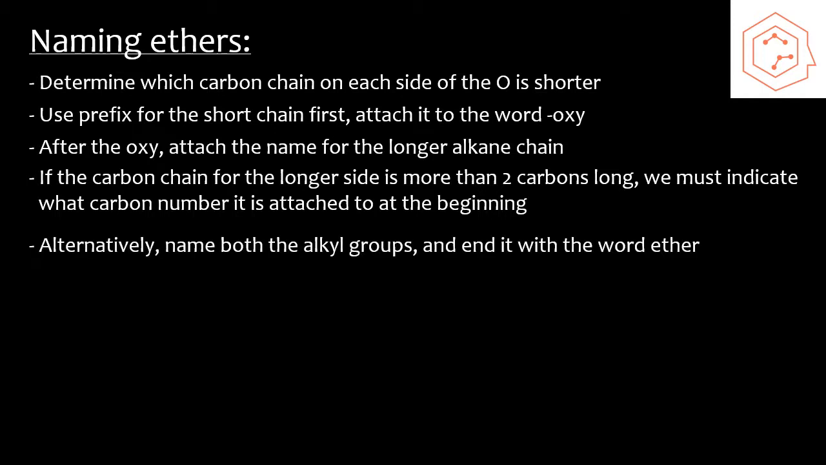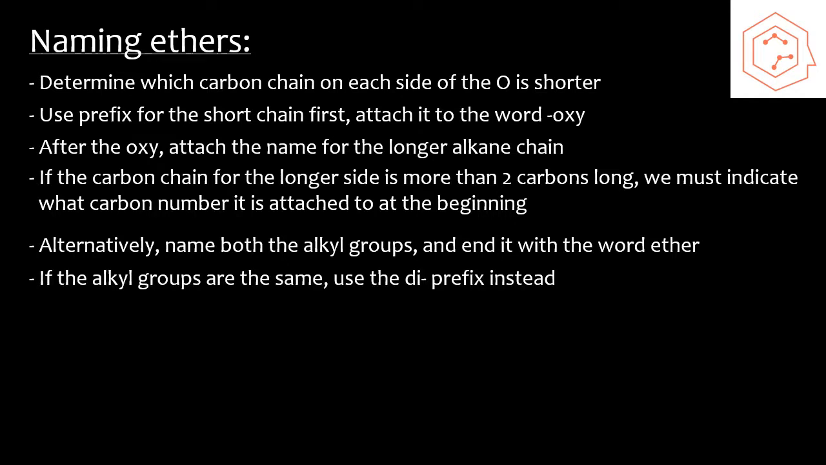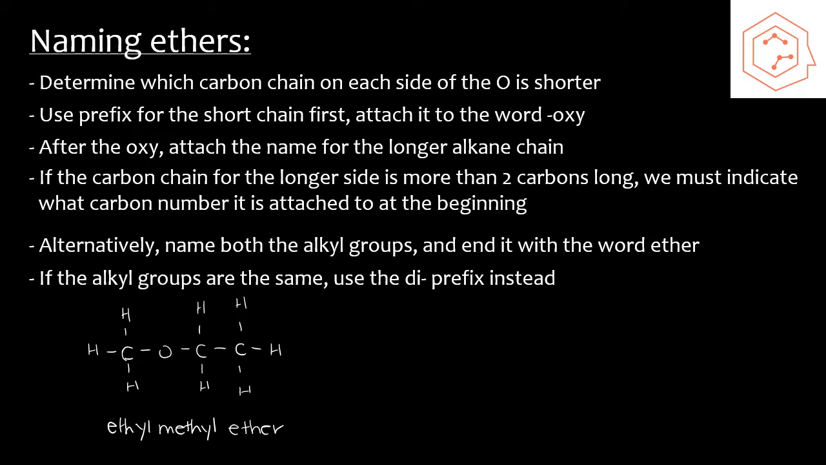For the second method, you would write out the name of both alkyl groups on each side of the oxygen in alphabetical order, and then end the name with the word ether. If the alkyl groups happen to be the same, then we are going to use the di prefix instead of writing them out twice. Now, I'm not going to be focusing on using this naming convention. I'm going to be focusing on the IUPAC convention, but for some quick examples, if we see this molecule here, it would be called ethyl methyl ether. And in the second molecule here, we see we have two carbon chains of equal length, so this one would actually be called dimethyl ether instead.